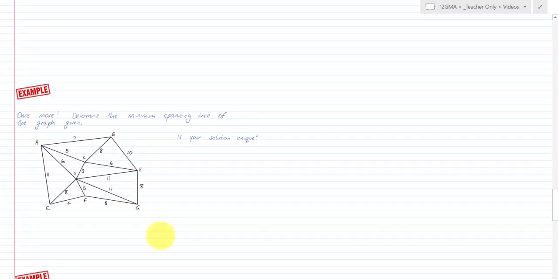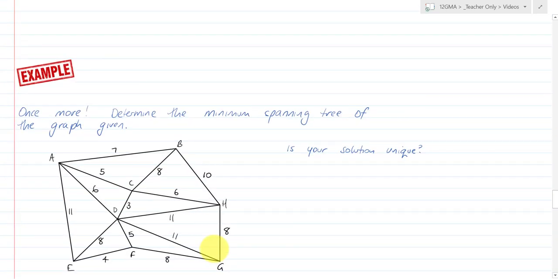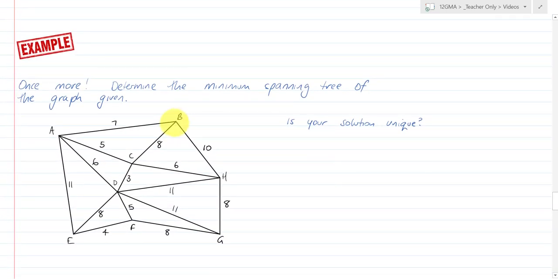Once more, determine the minimum spanning tree of the graph given. So I'm going to start on B. Okay, B, the least weight edge is 7. And then A is covered. The least weight edge available now is just 5. Now C is covered, which means I'm going to ignore the 8 because that would create a cycle. So from C I've got a 3, so I might use that 3. That gets me down to D.